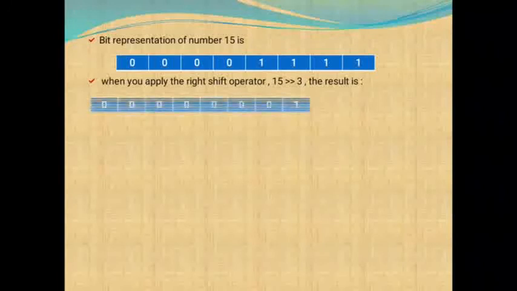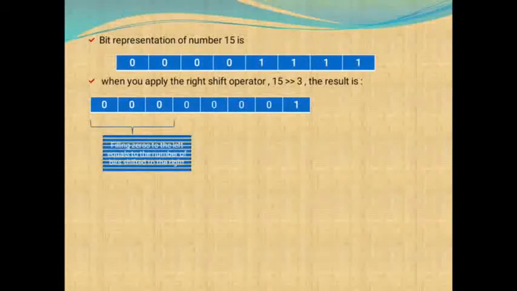So right shift means the bits will be shifted 3 places to the right, okay. So when you are going to shift the bits towards right, you are going to fill the values with zeros. So the last 3 ones are gone and from here the 3 zeros are shifted in. Okay. Filling zeros to the left equals the number of bits shifted to the right.